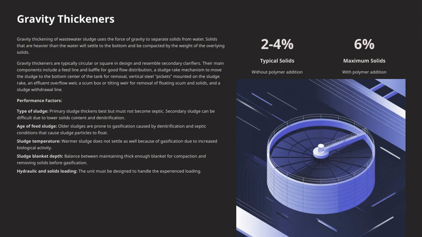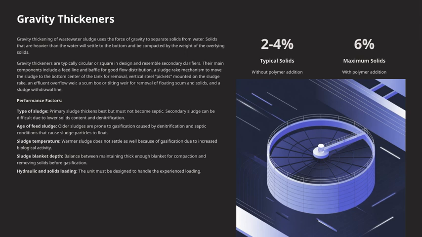Finally, hydraulic and solids loading need to be properly designed to match the actual flow and solids coming into the unit. If the load is too high, the thickener won't perform efficiently. Typically, the solids content without polymer addition is around 2–4%, but with polymer addition, you can push that up to about 6%, maximizing solids removal.